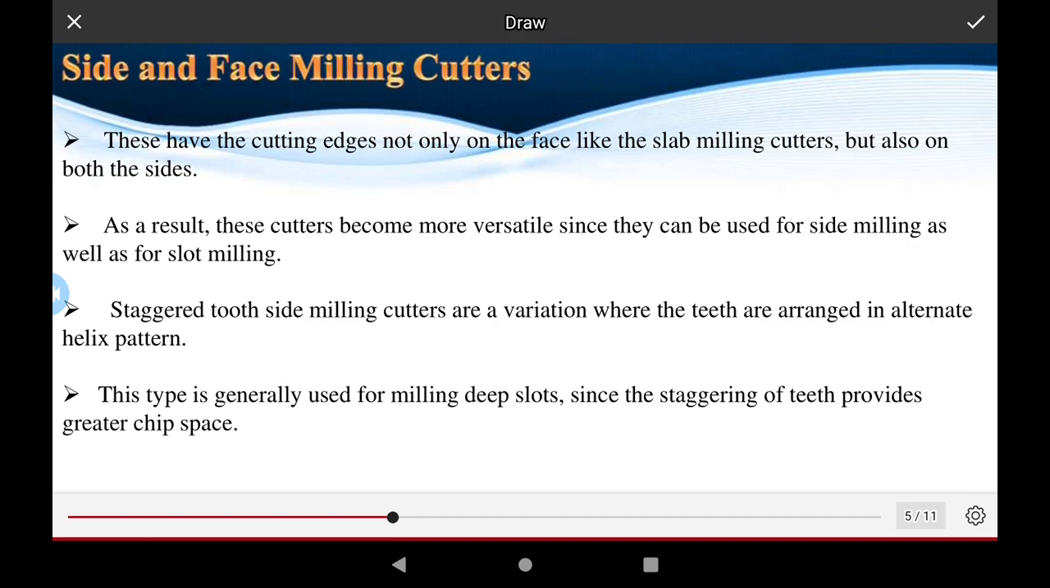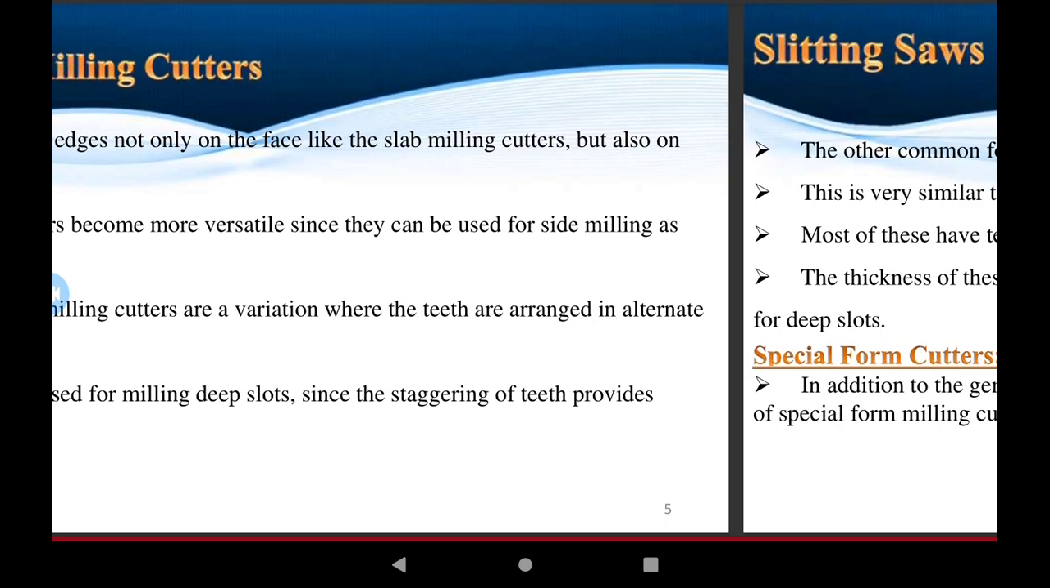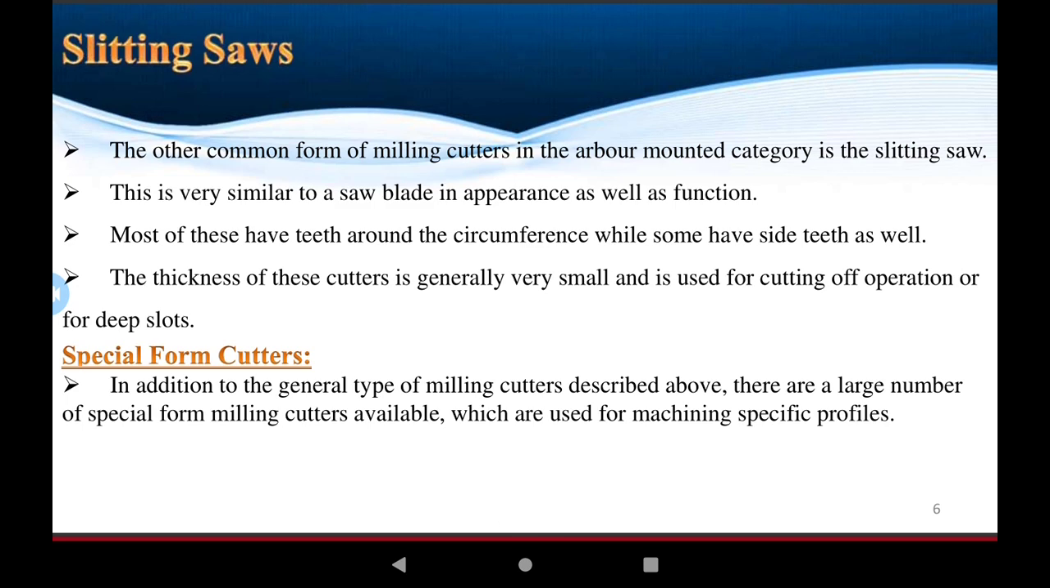These tools are used where a very large amount of space is required on the workpiece, on some of the two faces of the workpiece, and these operations are performed with the help of these milling cutters.